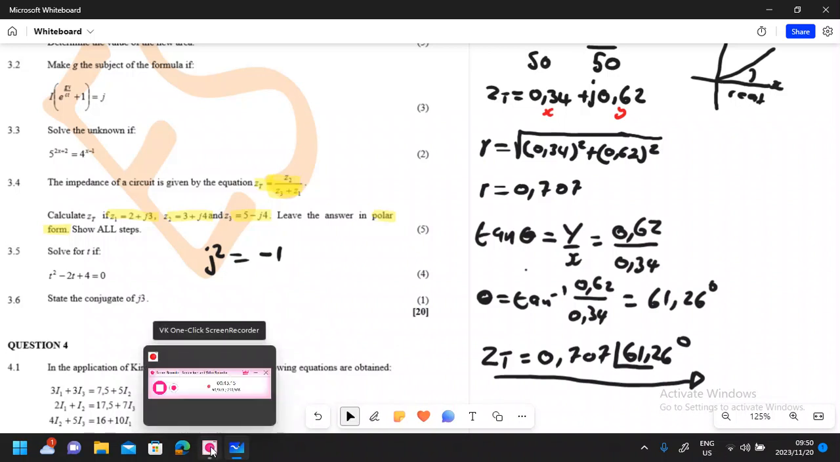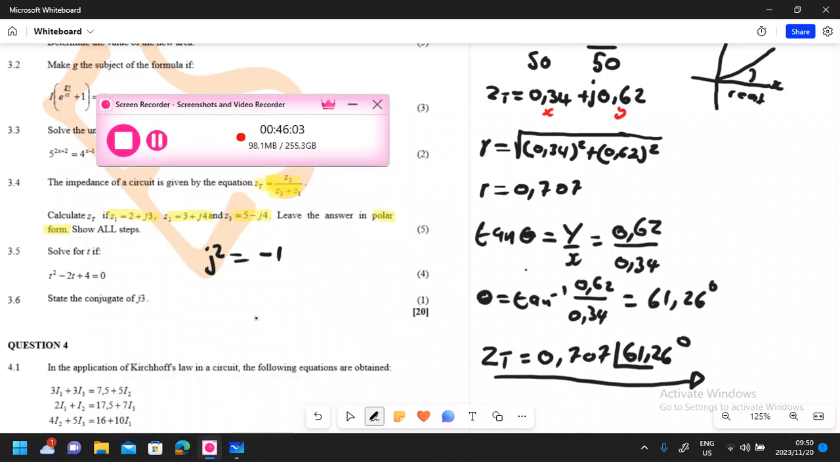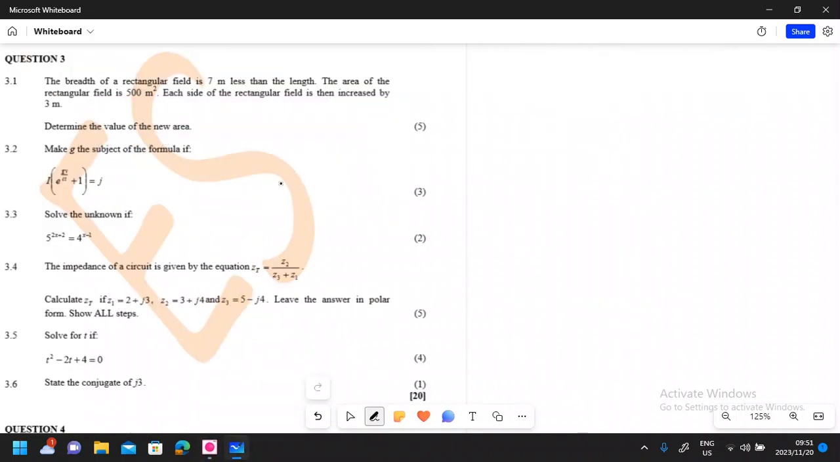So now we're going to be doing the next question. Let's pause here and then we'll do it after. Alright guys, now it's time for us to do 3.5. Let's highlight this question here, which is 3.5. As you can see here, they just said solve for t if you are given this expression here.